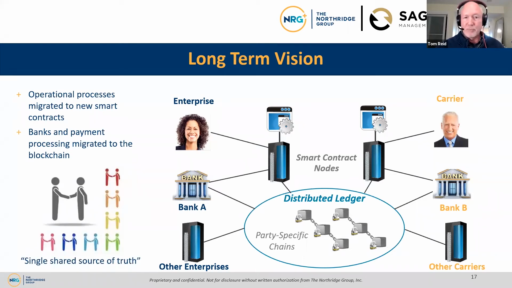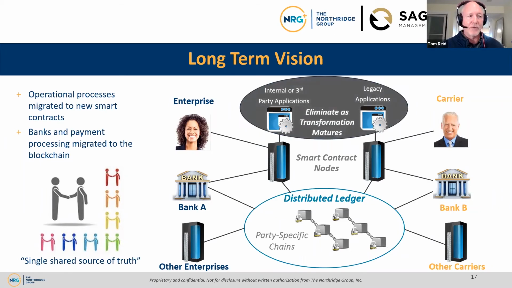So now we have multiple shared sources of truth based on whoever the parties are of any given business transaction. And over time, as we depend more and more on those smart contract nodes and different user interfaces, we can start retiring some of those legacy applications. Some of them very old, difficult to maintain, and expensive. We can start moving away from those.